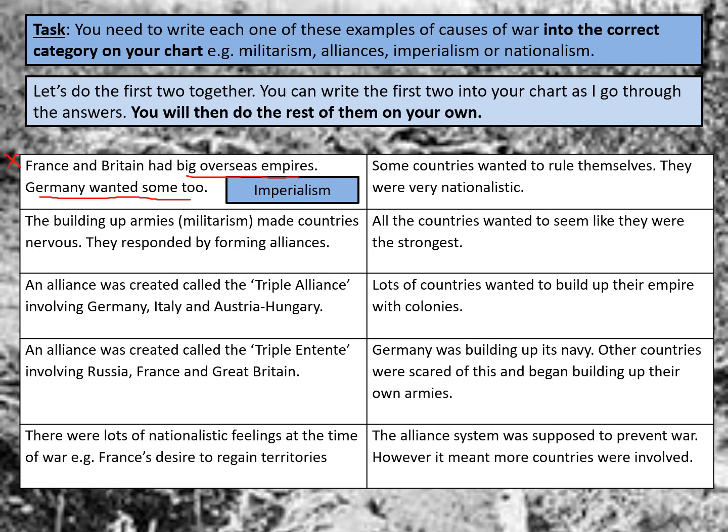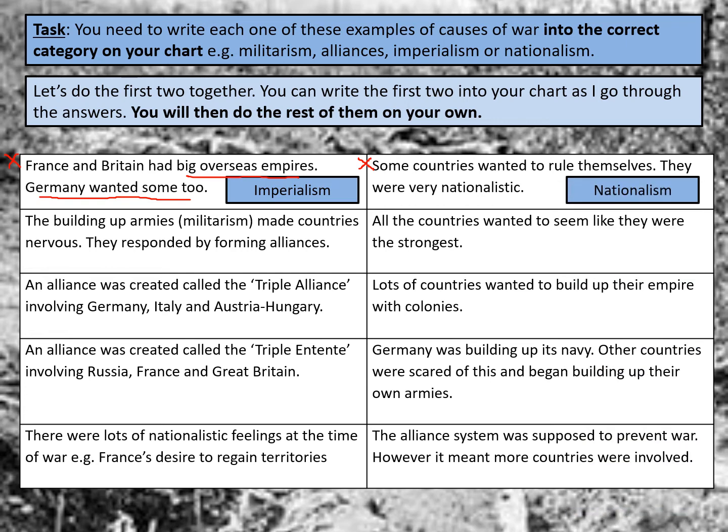Let's have a look at the second one together. So this one here. Some countries wanted to rule themselves. They were very nationalistic. So, for example, countries that were part of the Austro-Hungarian Empire. Places like Bosnia is a particular example that was in the Austro-Hungarian Empire but wanted to be independent. So what do we think that's an example of? Is that militarism? Is it alliances? Is it imperialism? Or is it nationalism?